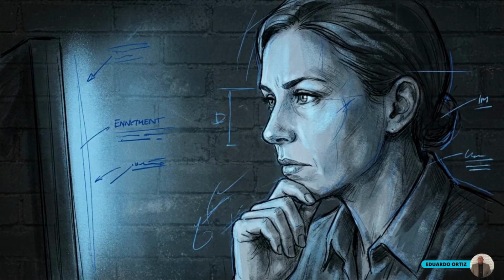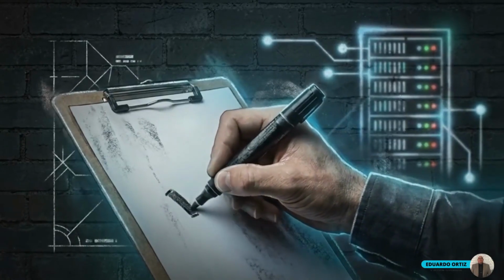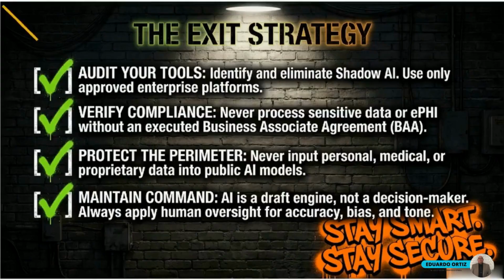results. To bring this briefing to a close, we will conclude with the final operational checklist for all future AI tasks. This checklist summarizes the rules for engagement. First, audit your tools to eliminate shadow AI. Second, verify compliance and execute a BAA. Third, keep proprietary data out of public models. Fourth, maintain command. Treat AI as a draft engine with human oversight.